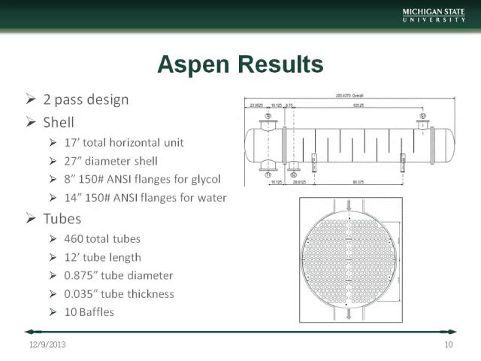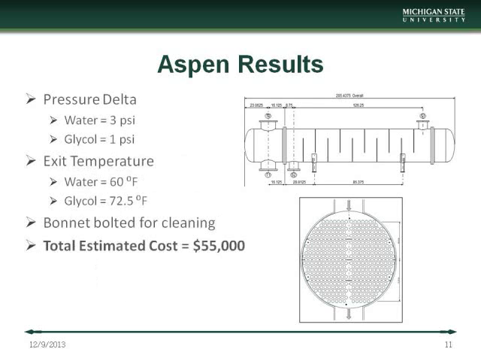The Aspen design resulted in a 2-pass system with a 17-foot total horizontal length and a 27-inch shell, 460 total tubes with an individual tube length of 12 feet, a .875 tube diameter, and a .035-inch tube thickness. The calculated pressure difference for the water and glycol was 3 and 1 psi respectively, with an exit temperature of the glycol at 72.5 degrees Fahrenheit. A bonded bolted design was used for cleaning purposes, and the design had a total estimated cost of $55,000.